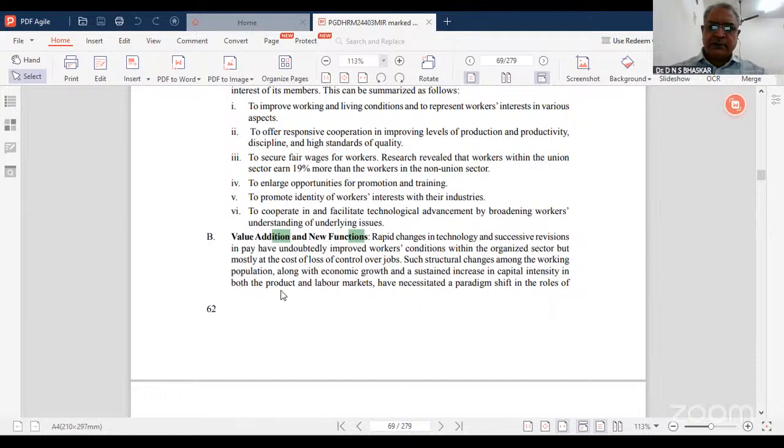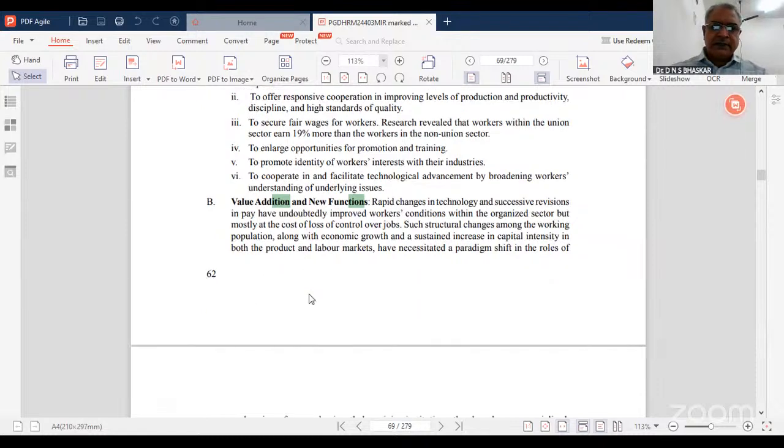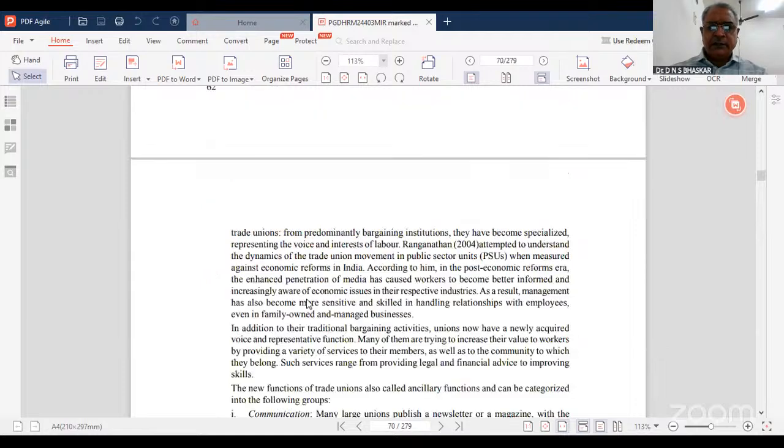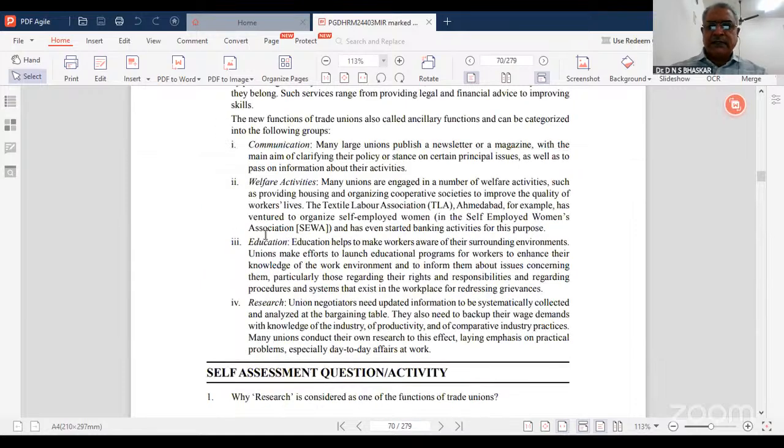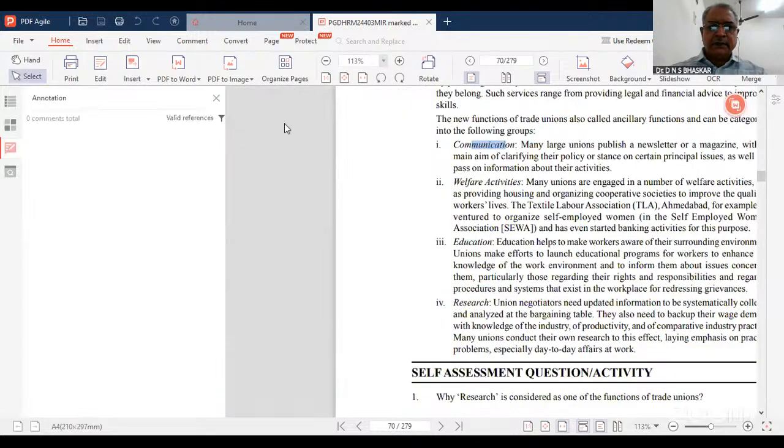So, what are the concepts that we are discussing now? Value addition, and new functions are also there. Communication is a more important aspect. Communication is also an important area.